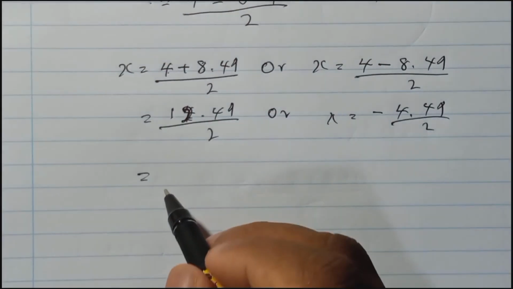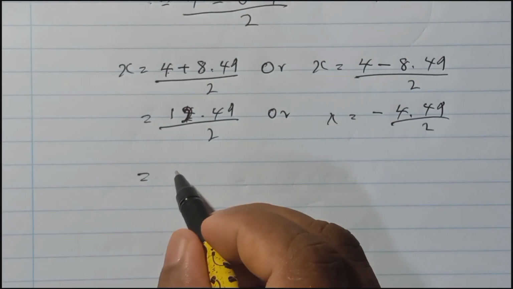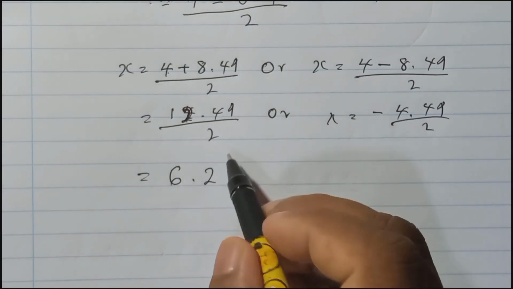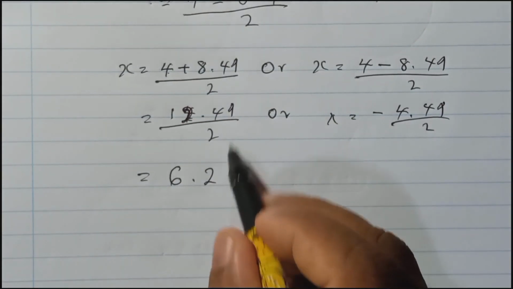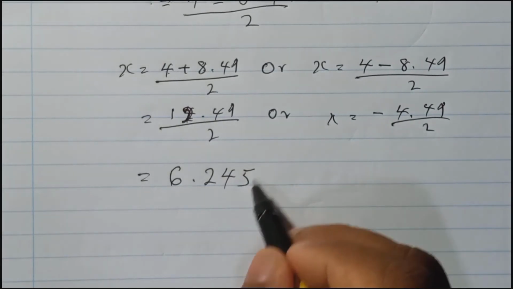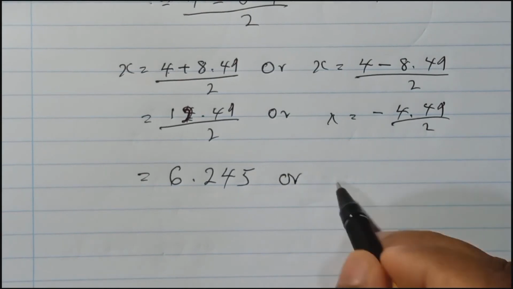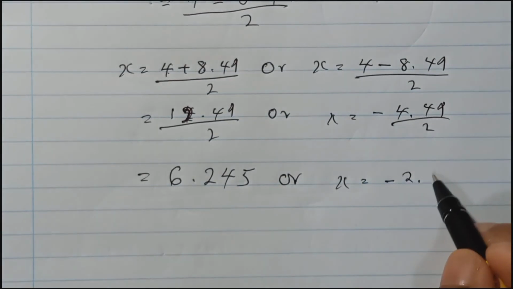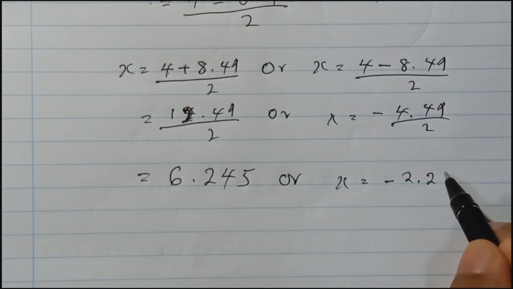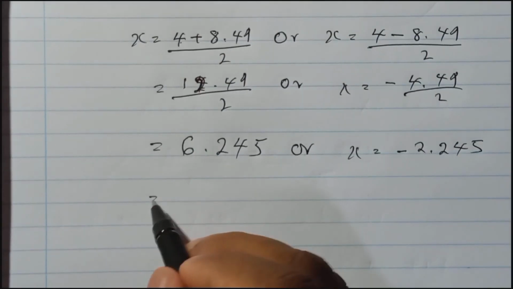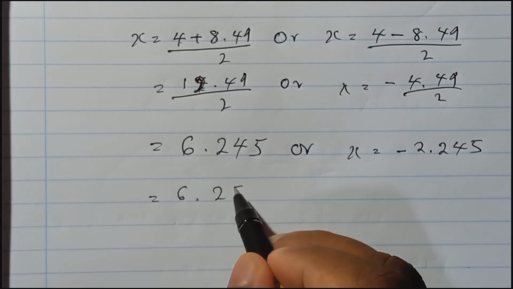12.49 divided by 2, you can use a calculator to get these answers, right? 6.245, but then you can round it off. Or here x equals, when you divide here, minus 2.245. When you round off this to 2 decimal places, it will be 6.25, right?